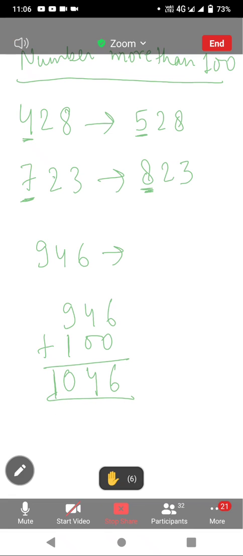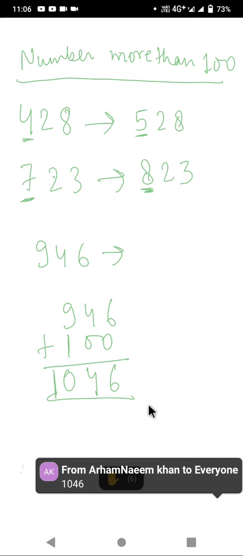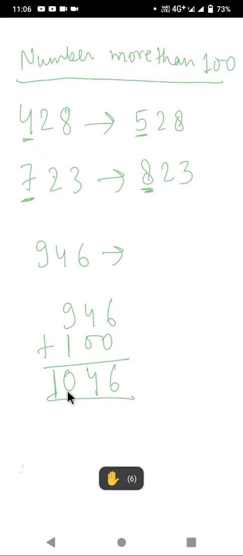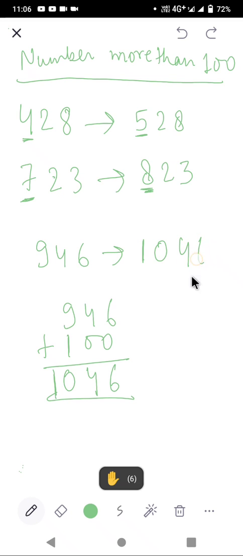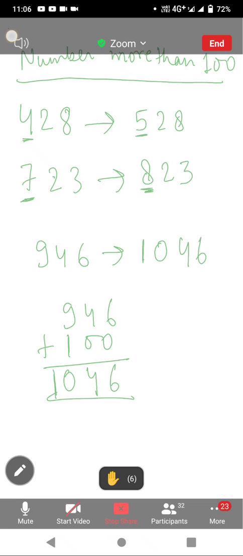So in this class we will not study this. It will be 1000. It will go in the next period, the thousands period, but in this class we have to learn only up to the hundreds period. Okay students, everyone understood it?